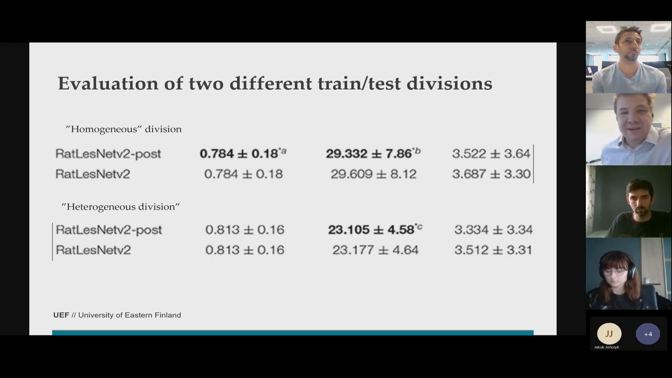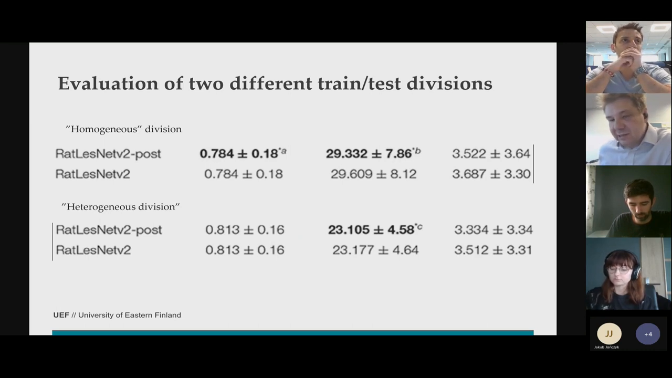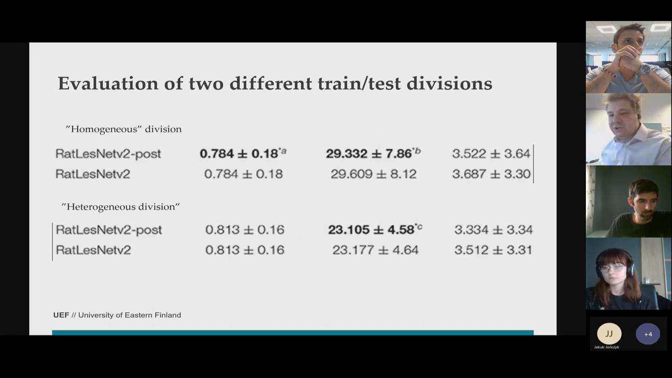This is kind of interesting thing, because we did two kinds of train test divisions. In homogeneous division, because this data was compiled from 12 different studies, we did what would be expected from the actual usage of these algorithms. So we took the first study as a training set, and the rest 11 other studies were used as test set. And this is the homogeneous division.